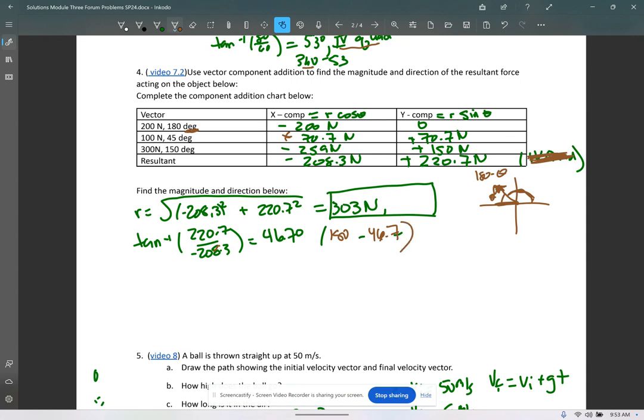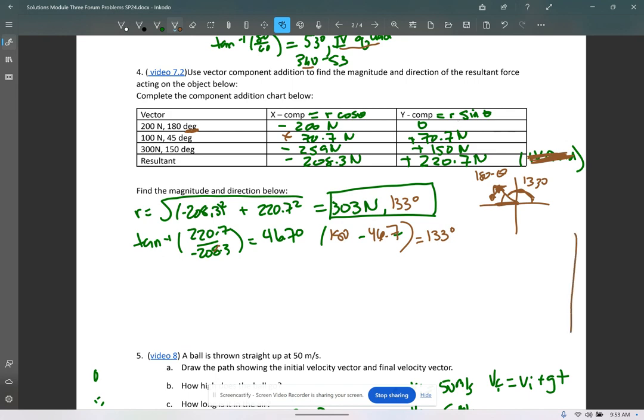So 180 minus 46.7 is 133 degrees. So this has a heading of 133 degrees, and it's a total force of 303 newtons.